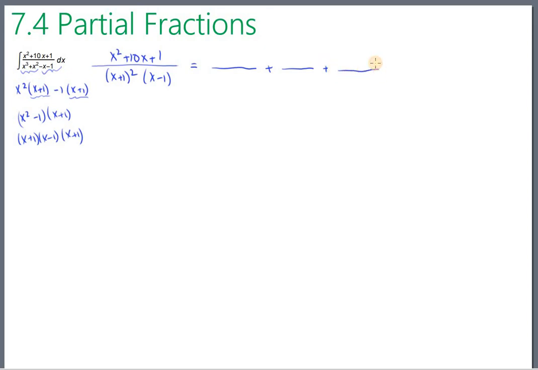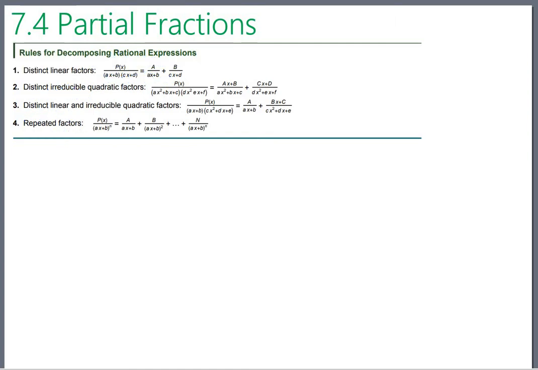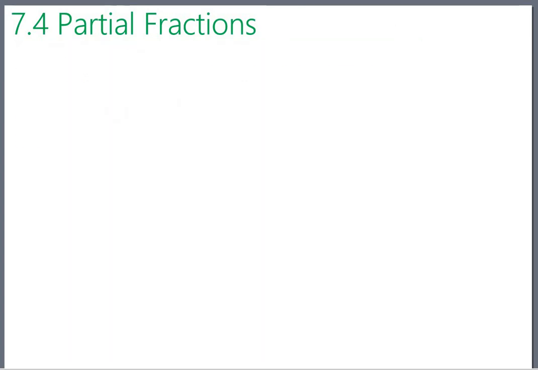Which means there's actually going to be 3 possible fractions over here. If you remember, when you have a repeated factor, you do the factor and then the factor squared, each with just constants on top.